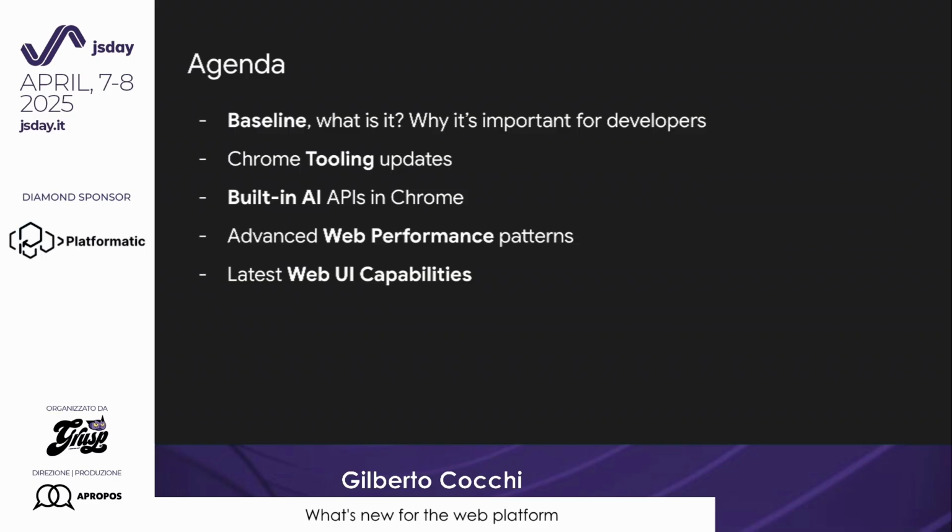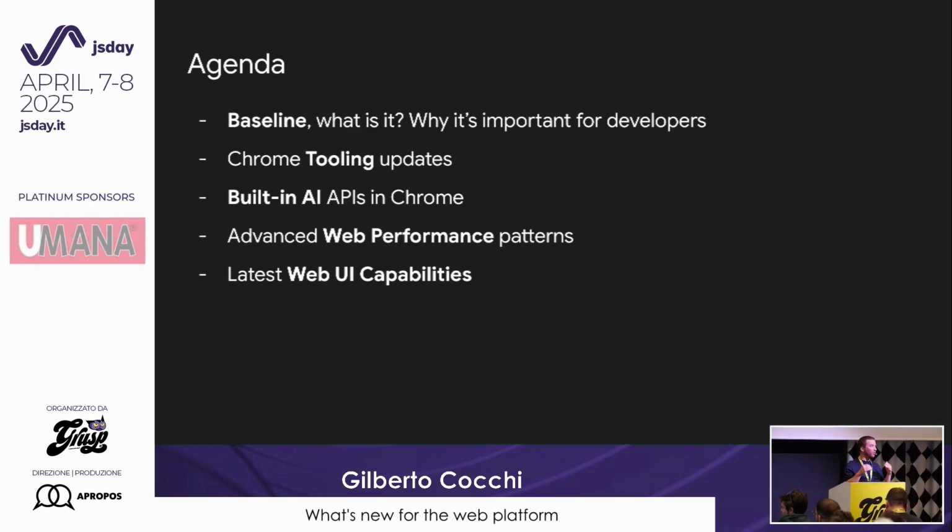Today, I'm gonna do a quick overview about a couple of areas of the web platform. I'm not gonna be able to go too much in detail about all of these items, so I will make sure to link relevant resources. So if you want to go more in depth, you can go for it. I'm gonna talk briefly about Baseline and tooling, some updates about what you can do with AI on the Chrome browser directly, and also some of the bits about advanced web performance patterns, and also some updates about UI capabilities.